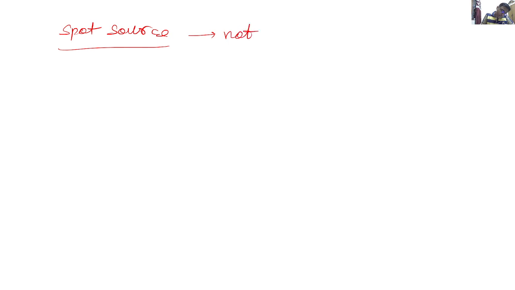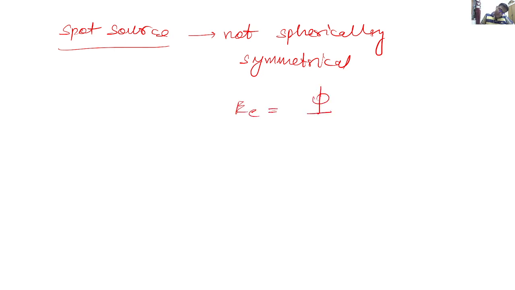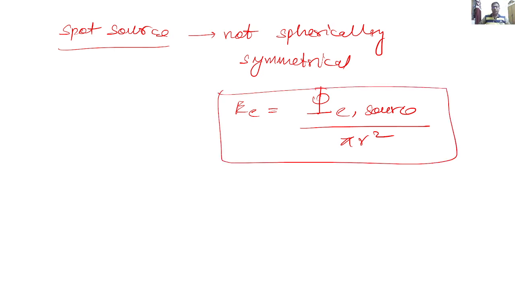Let's take it. When it is a spot source, which is mostly the ones which we find in nature, spot sources are not spherically symmetrical, because most of the objects which we consider are not spherical and definitely not symmetrical. So they are primarily like spots. The irradiance will be source by pi r square, not the 4 pi r square. I will derive it in 2 slides from now.